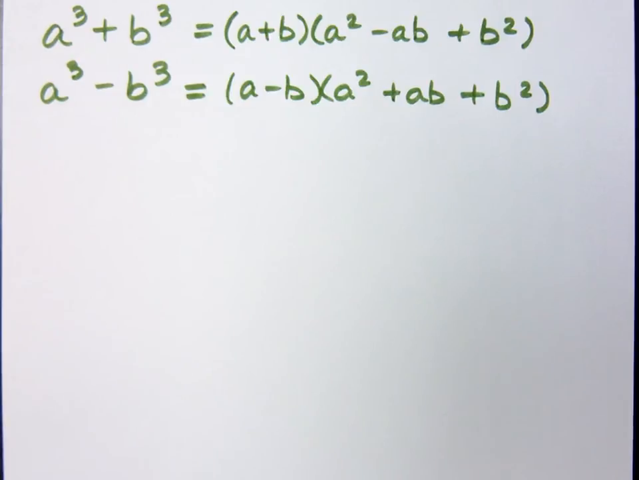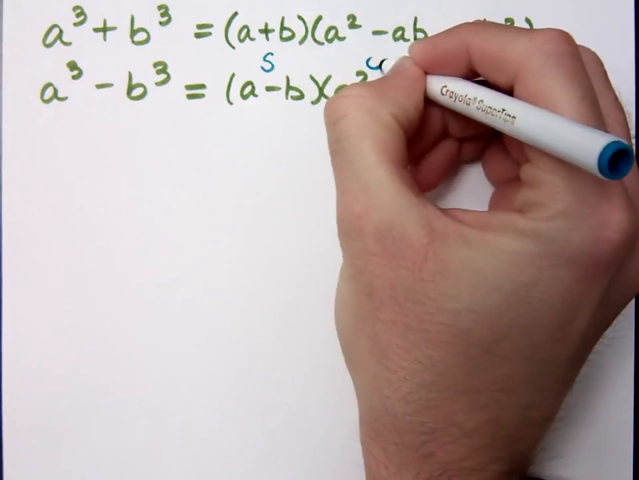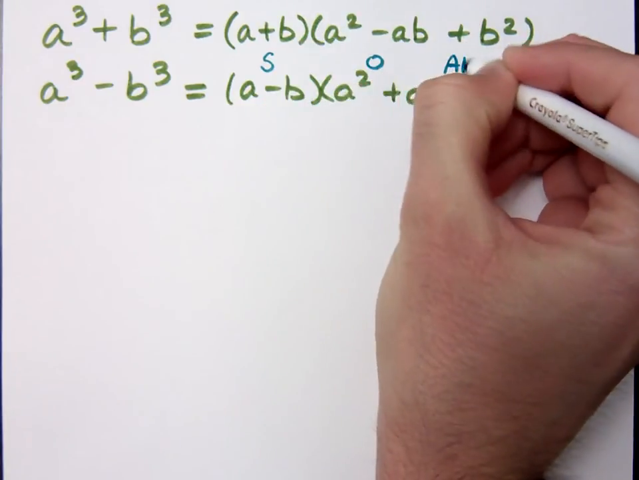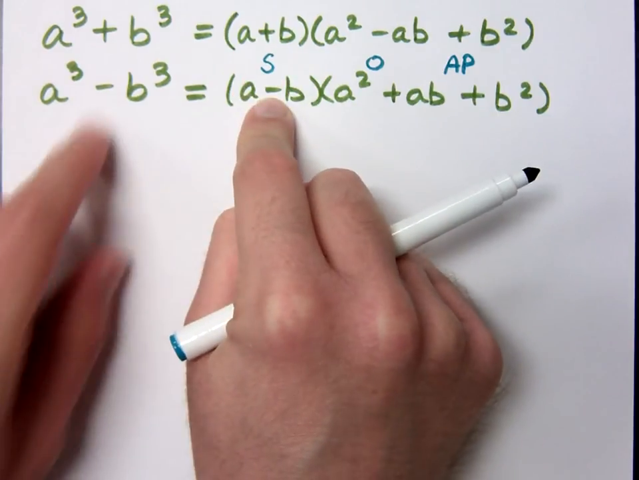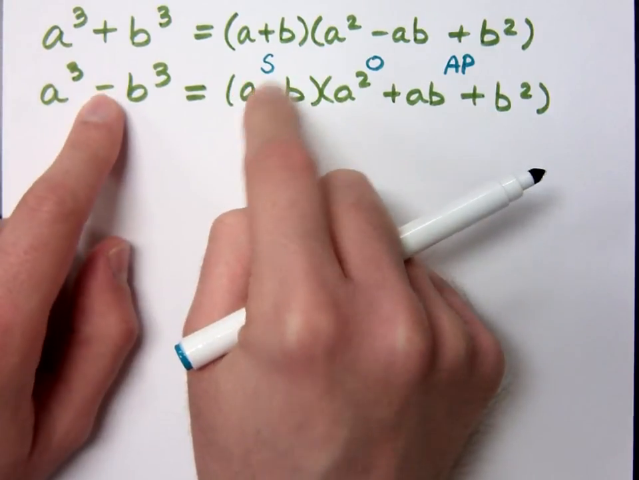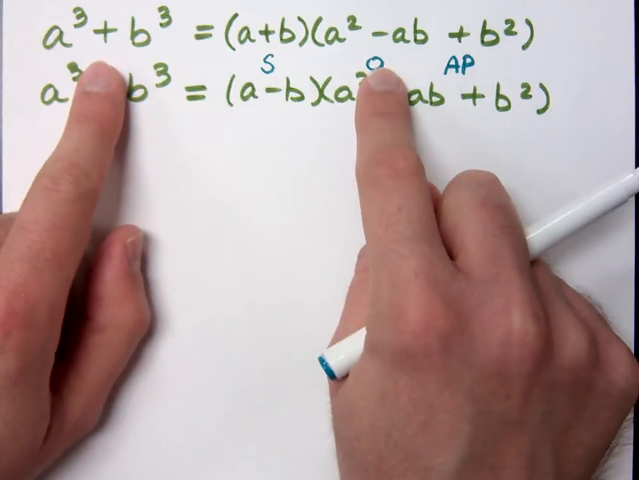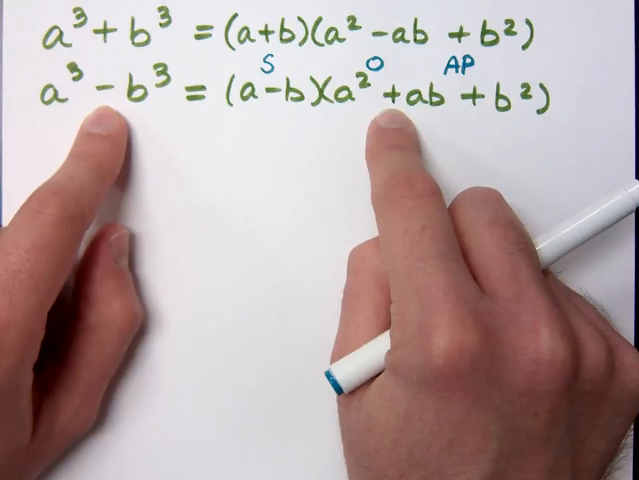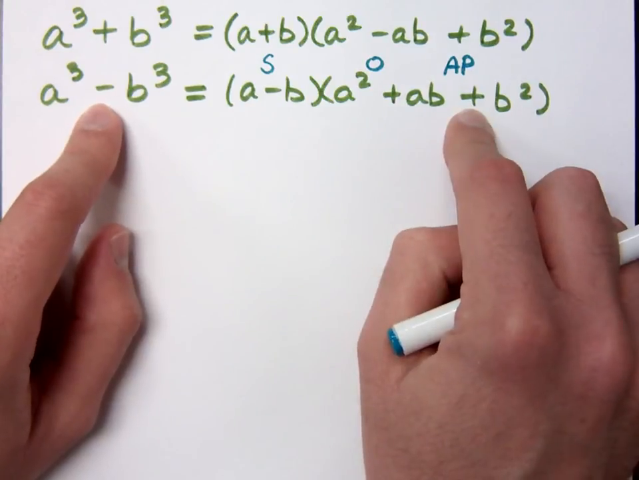These are the formulas that you need to know. Now you notice they look almost exactly alike. The way to remember what's what is this little acronym, SOAP. The S means the sign is always going to be the same as the one you start with. If it's a difference of cubes, this is going to be a difference here. If it's a sum, it's going to be a sum. The O stands for the opposite sign of what you start with. And the AP means it's always positive here at the end.